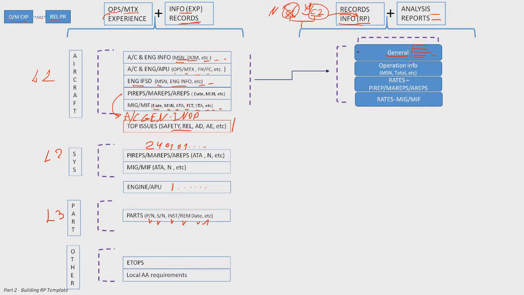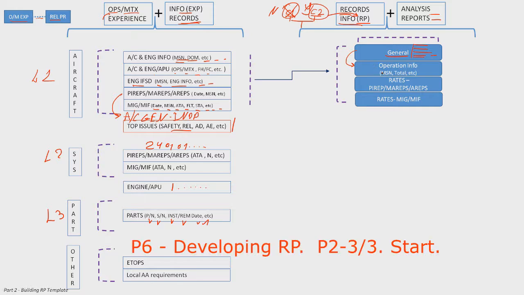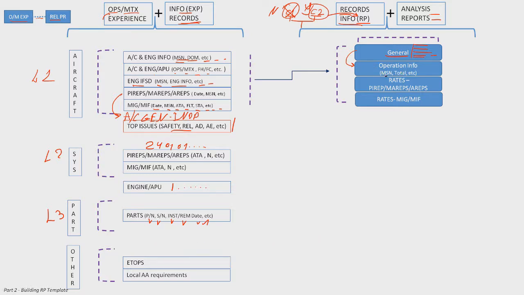Then, as we said, we need to describe what we are doing. So operation information: MSN number, flight hours, flight cycles, total flight hours, total flight cycles, operating days, etc. This information should be here. Next, rates: IREPs, MIREPs, AREPs, mission interruption ground, mission interruption flight.